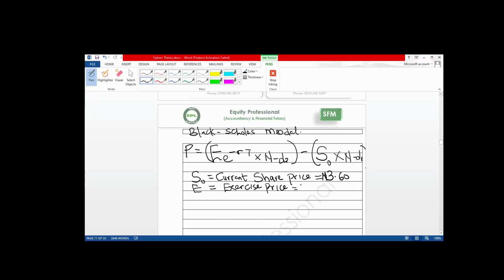Or you can do it like this: 3 naira 60 kobo multiplied by 95%. That means I can tolerate a 5% reduction. The exercise price is 3 naira 42 kobo.